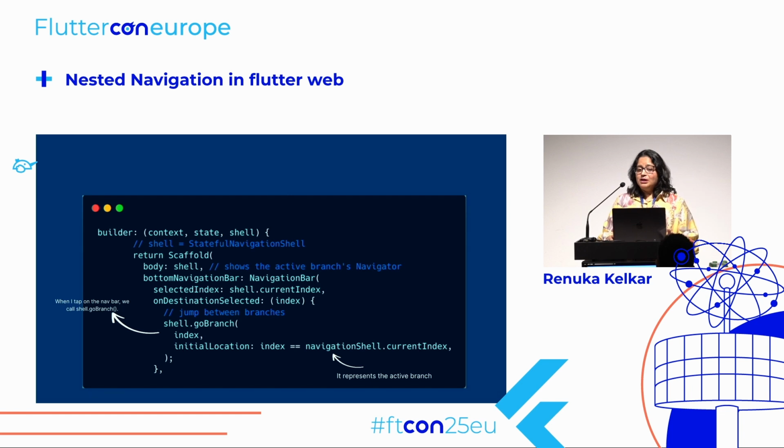Then it has a builder function, where the StatefulNavigationShell dot goBranch lets you jump from one branch to another branch, and the navigation shell represents the active branch. So this is a really good solution, and I think it was completely going smooth, right? There is no purpose to create a talk on that. Everything is going smooth and doing very well.